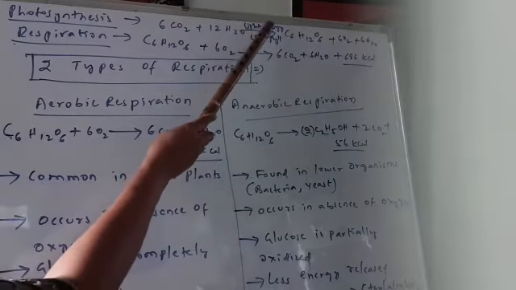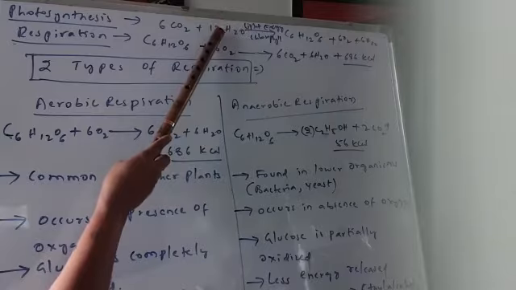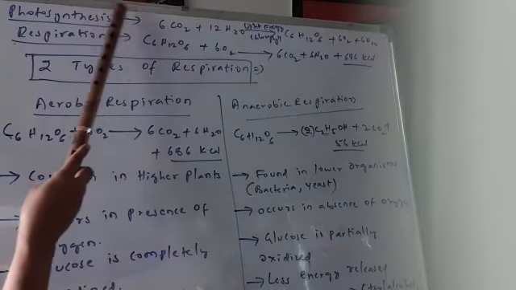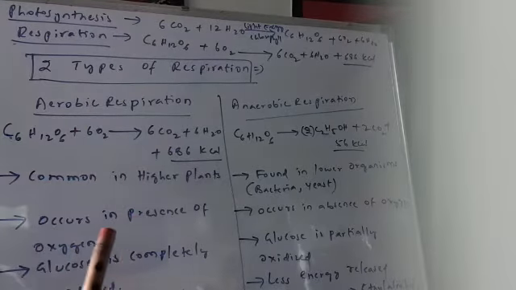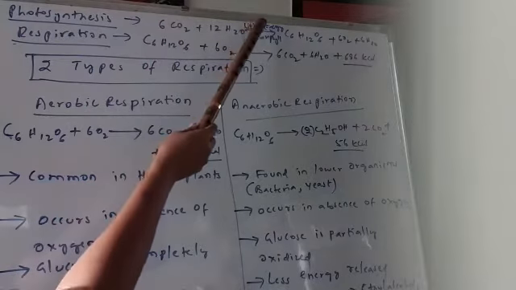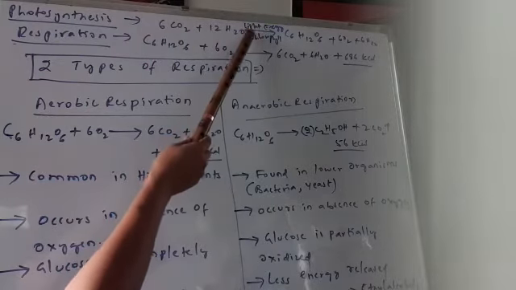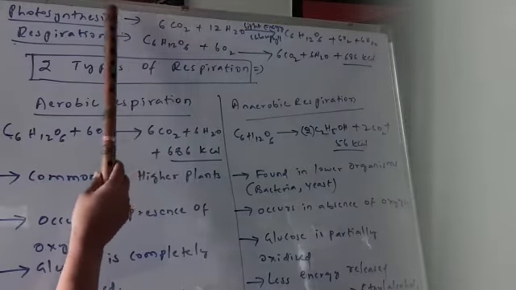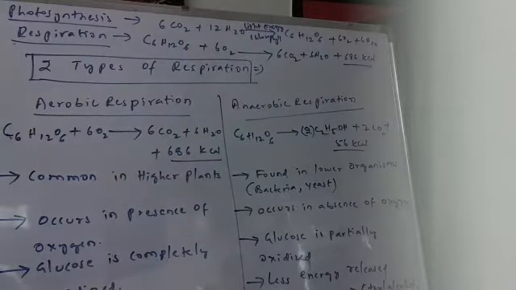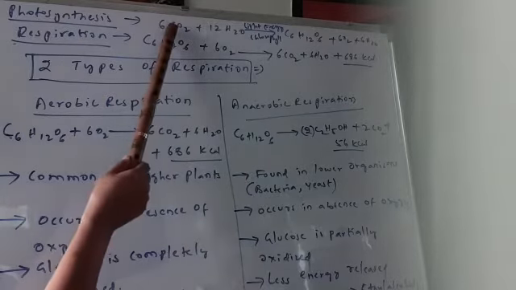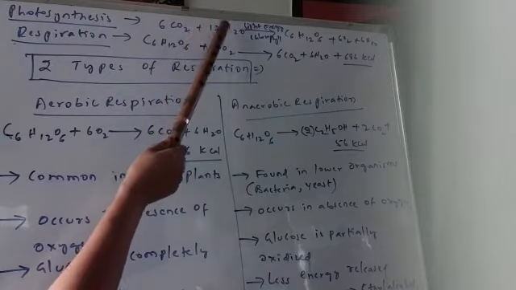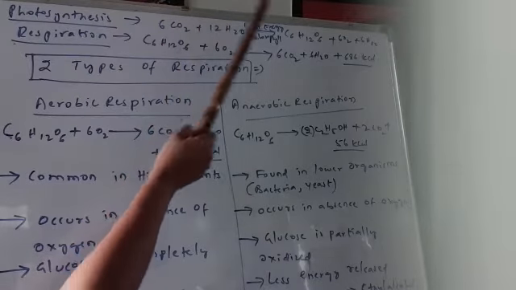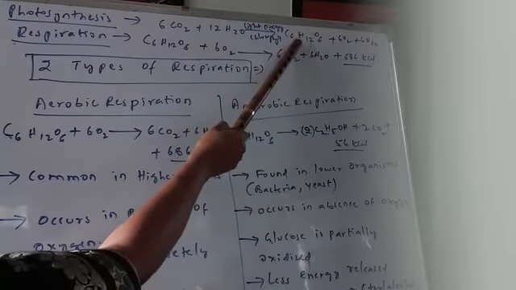Since light energy is utilized for this process, photosynthesis is an endergonic process, because during this reaction light energy is used. And this photosynthesis reaction is an anabolic process. Why is it anabolic? Because small molecules, CO2 and water, combine to form a large molecule, which is glucose.